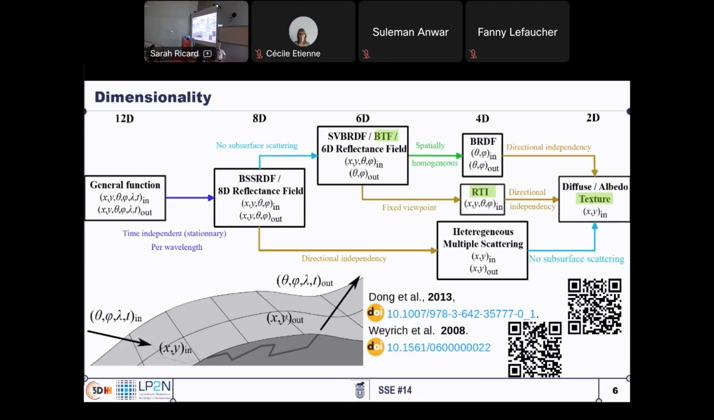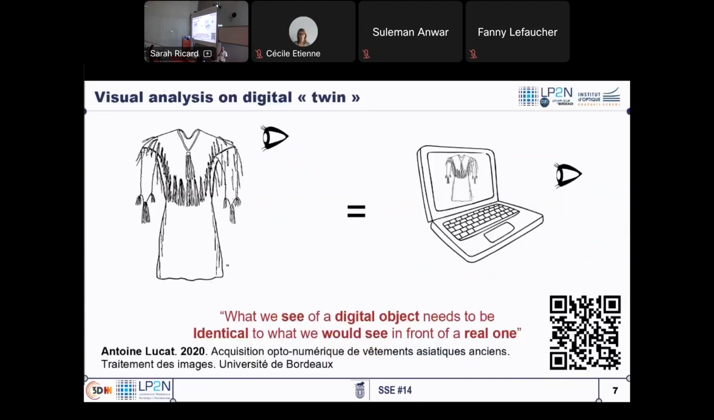And the first appearance measurement that was really done in 3D for the cultural heritage was a bidirectional texture function. I will come back to it a bit later. And more recently, some spatially varying BRDF here at the end. So the main idea, if we look at this dimension, we want to acquire everything so we can observe the object as if we were in front of the object.